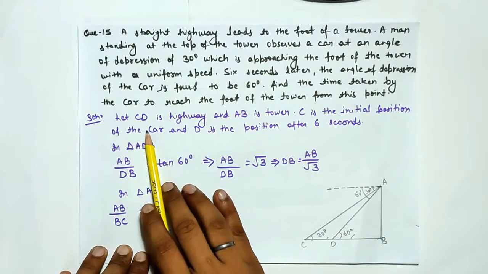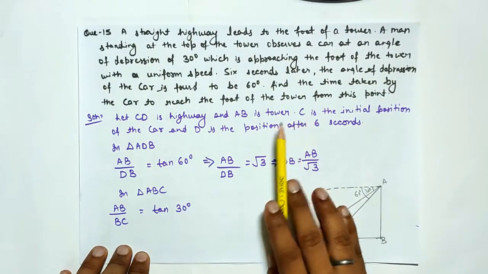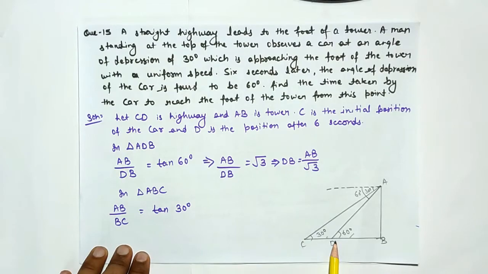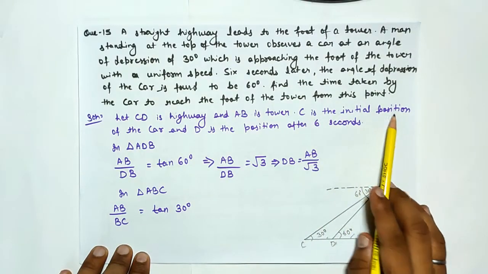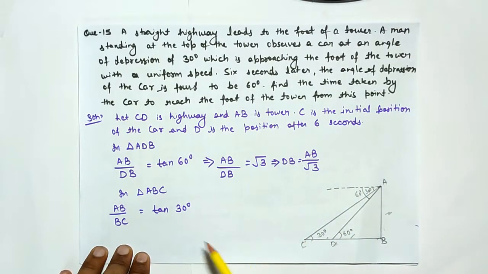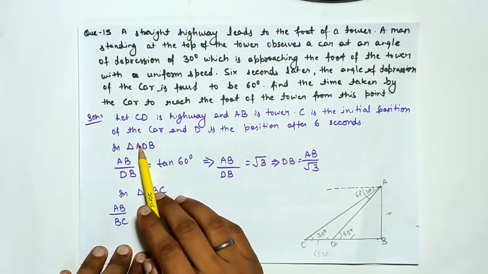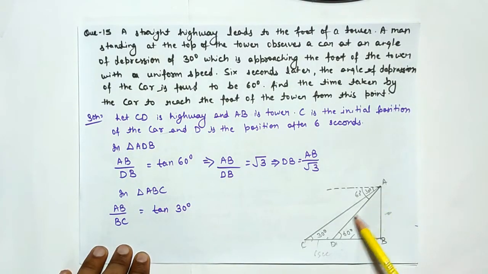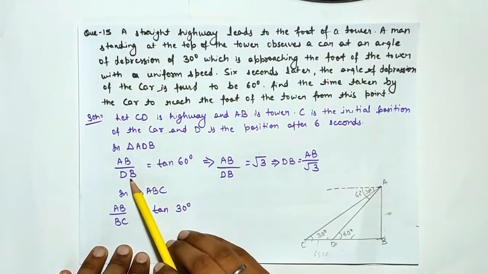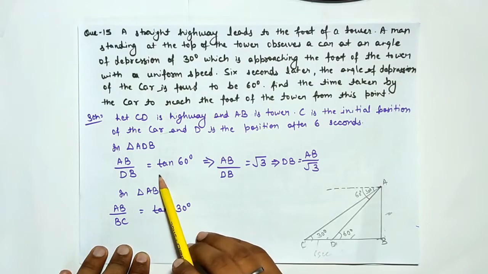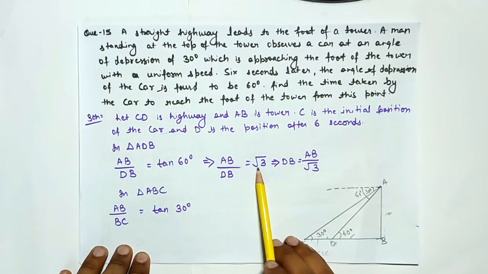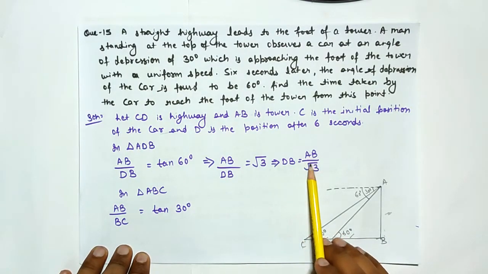Let CD be a highway and AB be a tower. C is the initial position of the car and D is the position after 6 seconds. In triangle ADB, AB upon DB is equal to tan 60 degree. AB upon DB is equal to root 3, so DB is equal to AB upon root 3.